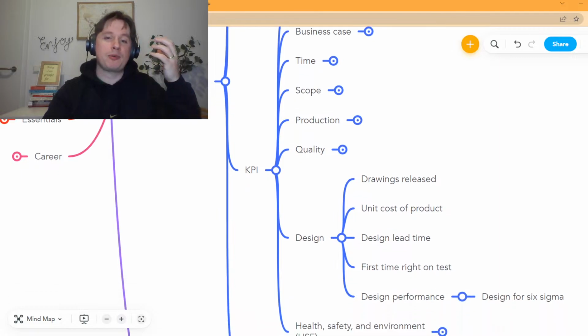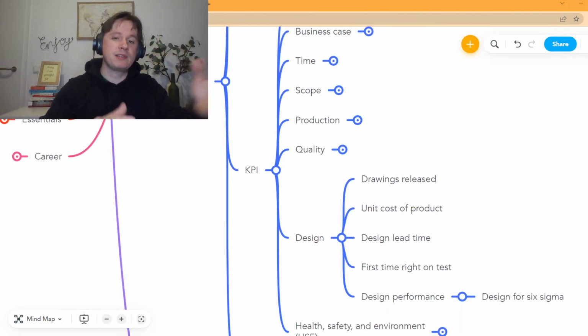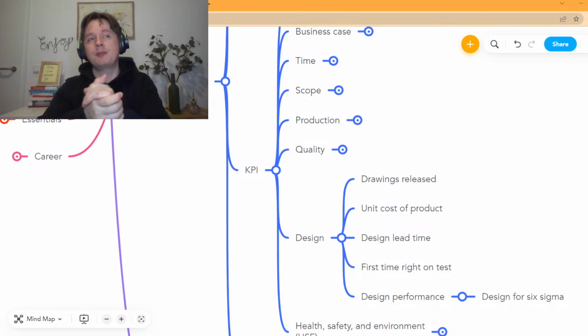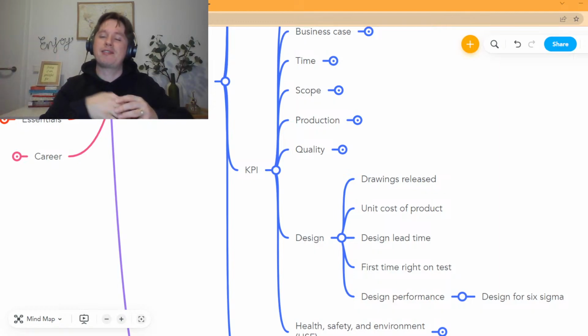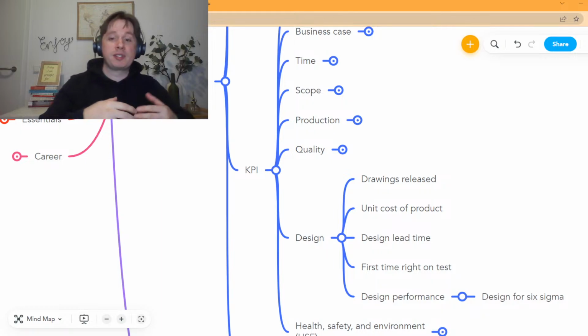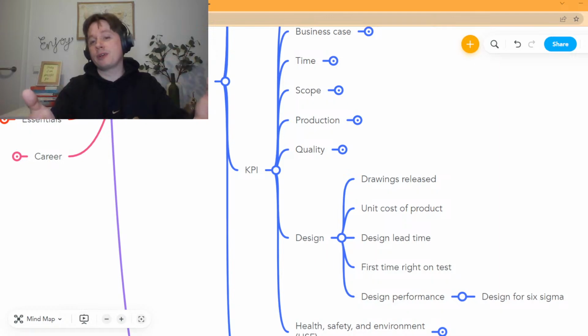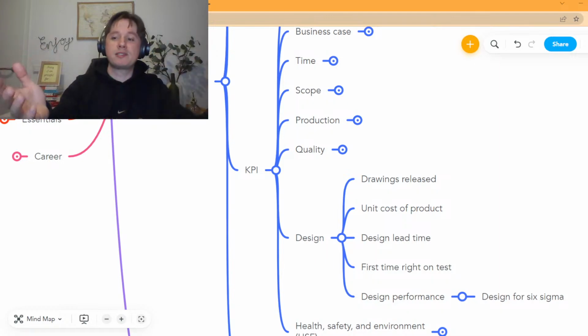You can have another type of KPI, the design performance, like design for Six Sigma. For example, you can design a product that you expect to be 6 Sigma, 7 Sigma, 5 Sigma, 4 Sigma. Of course, you want higher, the better. Usually, of course, you have a cost involved with that. But understanding how good your design is will also affect quality, production, scope, time, and everything else. So that can be a very relevant KPI to have, depending on the type of business that you're operating in.